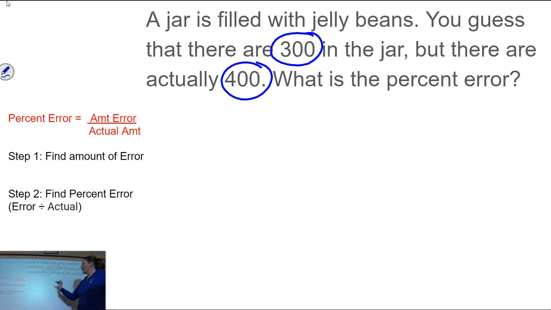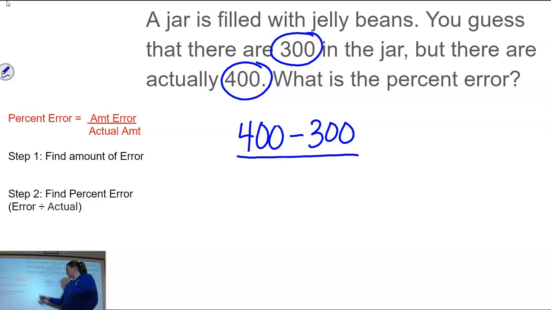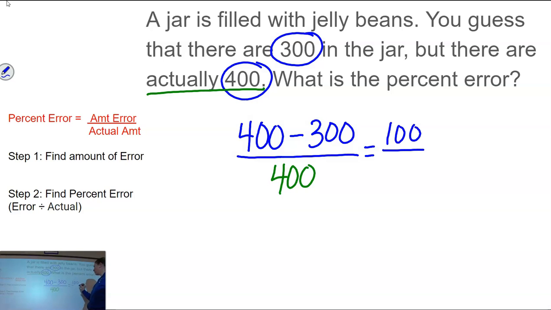So let's find the error. So we start with 400, always start with the bigger number, minus 300. So we're finding the difference between the two. Okay, so this is the error over the actual amount. Well, looking here, there's actually 400, so you're going to put the 400 on the bottom. Then what you do is figure out how many you were off by, which I was off by 100 out of 400. So this would be 1/4, which is 0.25.